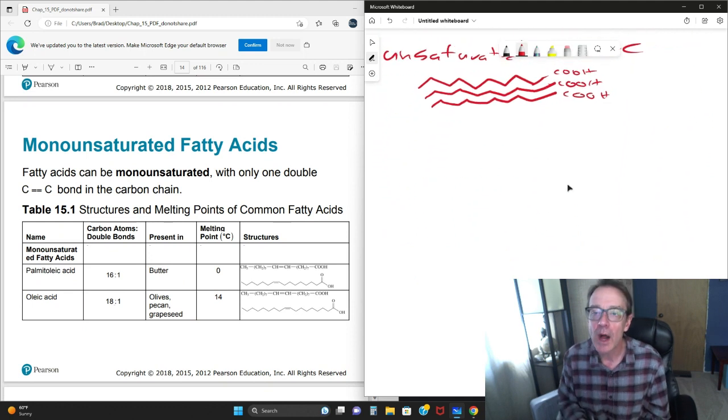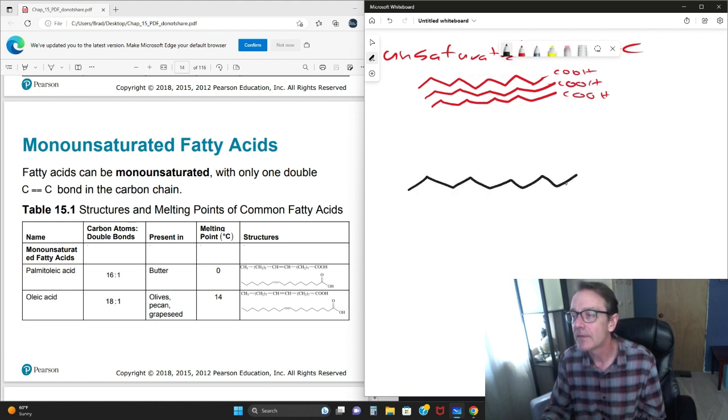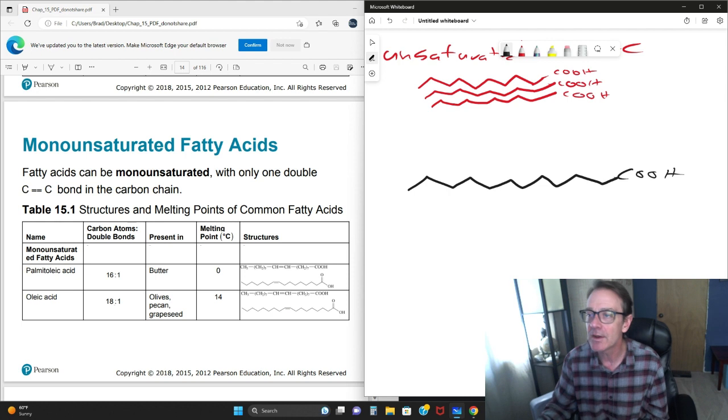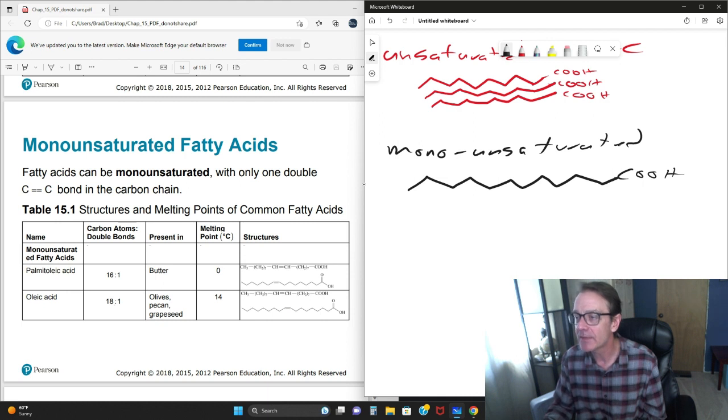So a monounsaturated fatty acid, let me draw one here. So I have a carbon tail. I'm just going to stop there. It does have that carboxylic acid on one end, but monounsaturated has the following feature. It has one carbon-to-carbon double bond somewhere in that chain. It could be anywhere. I'll just stick it right there.